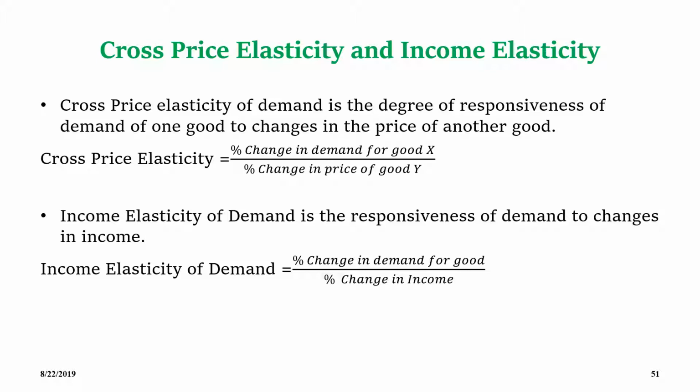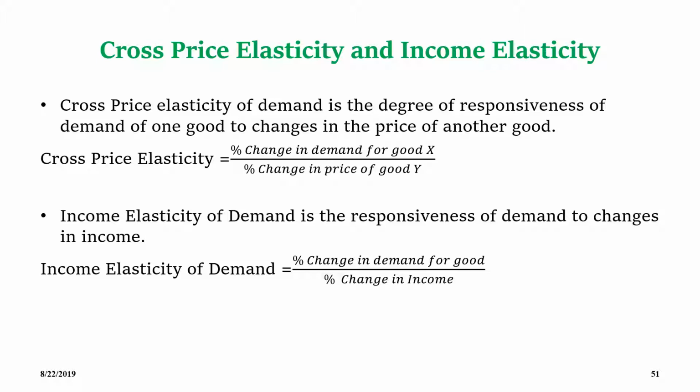For independent goods, the cross price elasticity is 0. Regardless of any change in the price of the other good, the quantity of the independent good will remain unchanged.